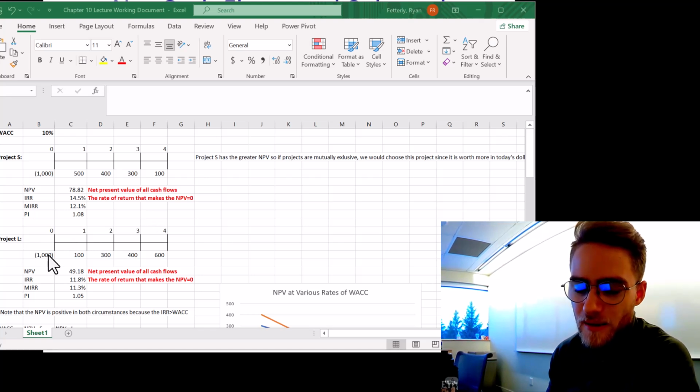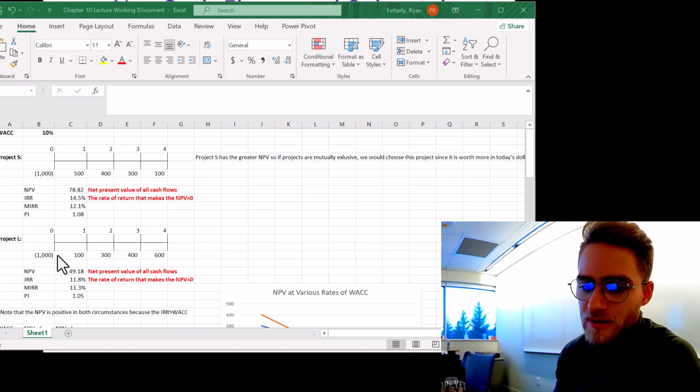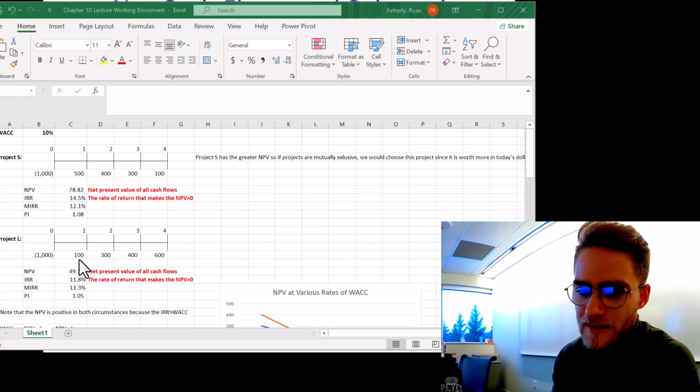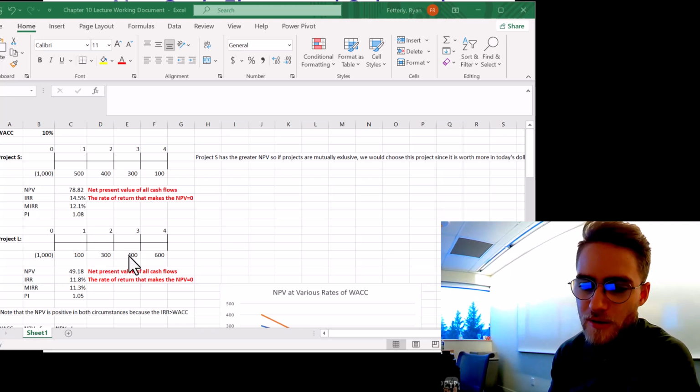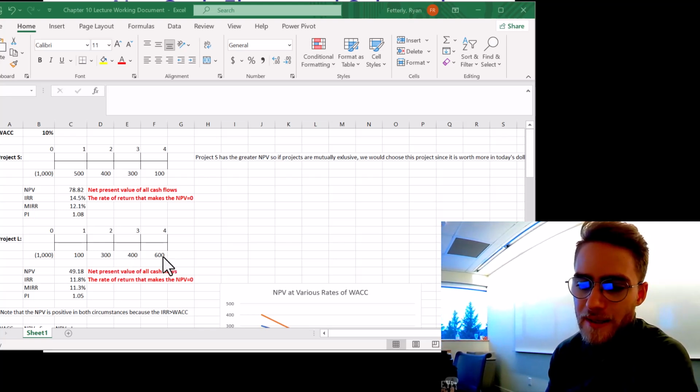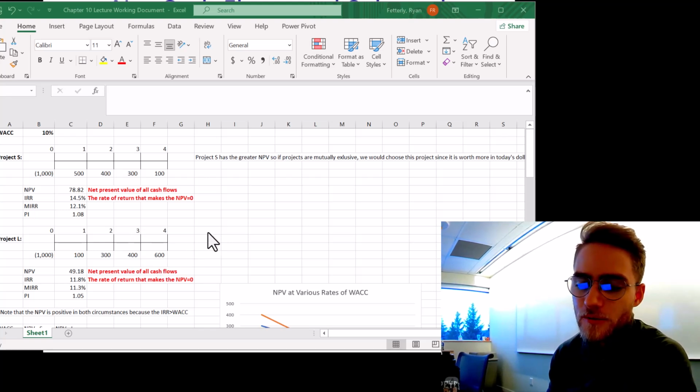And then project L, it's the same $1,000 outflow in the beginning, but it's kind of flipped. So we only get $100 in year 1, $300 in year 2, $400 in year 3 and $600 in year 4.